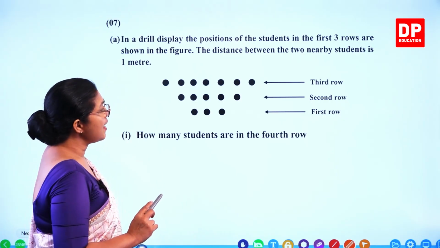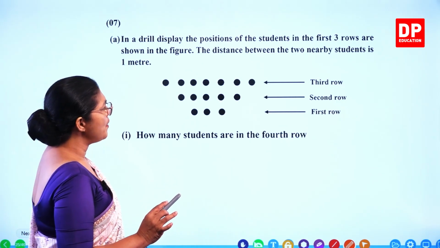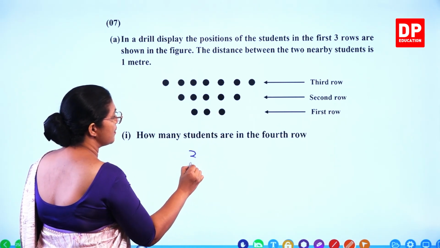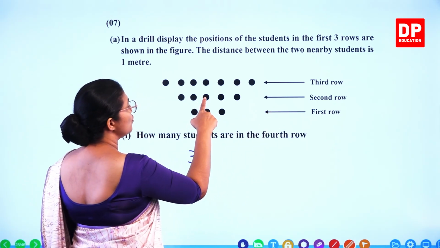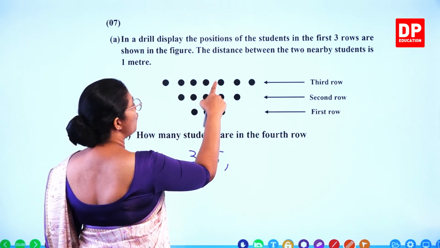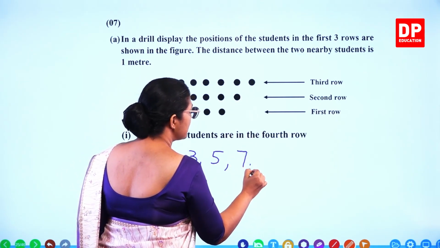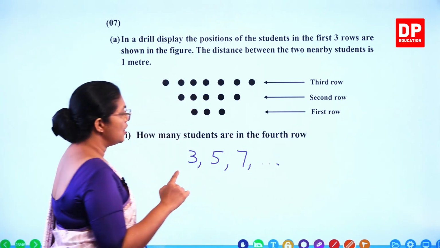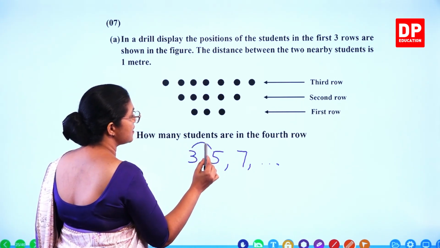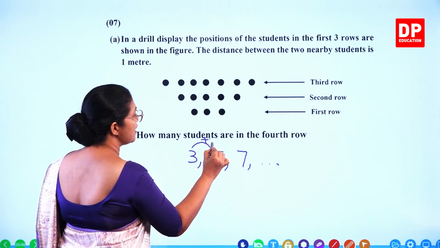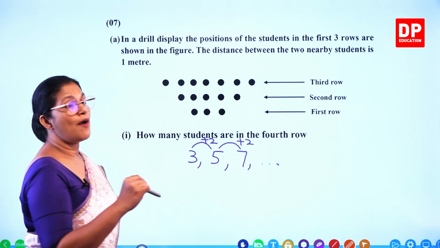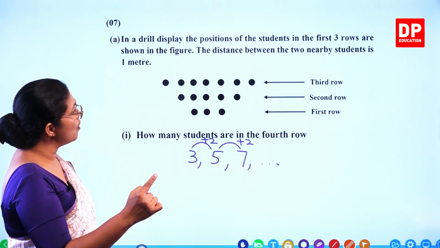How many students are in the 4th row? So how many are there in the first row? You can count and see, that's 3. Second row, 1, 2, 3, 4, 5. Third row, 1, 2, 3, 4, 5, 6, 7. What's the pattern here? You can see the first term is 3 and the common difference is the same. 5 minus 3, that's 2. 7 minus 5, that's 2. So that means you have to add 2 to get the next row.